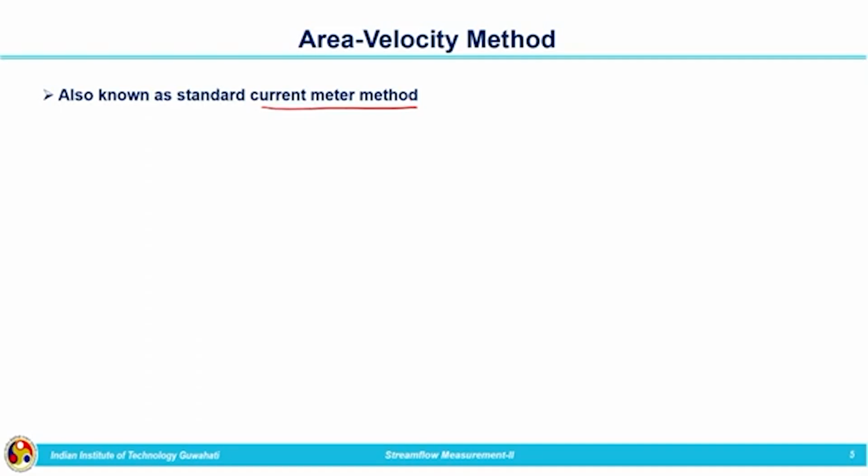We have seen two types of current meters, the horizontal axis current meter and the vertical axis current meter. How the velocity can be measured using a current meter, we have seen in the previous lecture. So, velocity measurement is ready with us. Now, we need to have an idea about the area computation. In this method, we will see how to calculate the area, and once area and velocity are available to us, we can calculate the stream flow. That is why this area velocity method is also known as the current meter method.